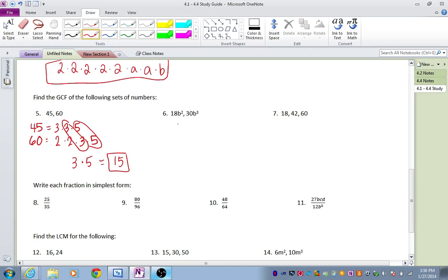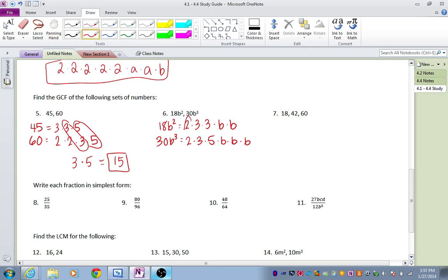For number 6, we have some monomials. So 18b squared is going to be 2 times 9, and 9 is 3 times 3. And then we have our two b's. 30b cubed, so 30 is 2 times 15. 15 is 3 times 5, times b times b times b.